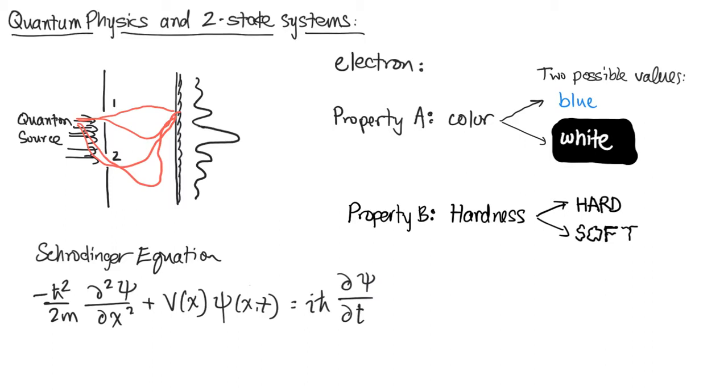So just to be clear, we have two properties, but that's not what we mean by two-state system. The color and hardness are not the states, those are properties. The two possible states in a two-state system are the two possible values for each property.